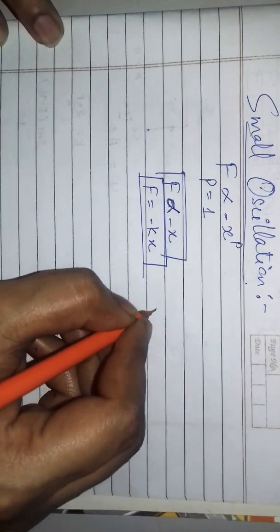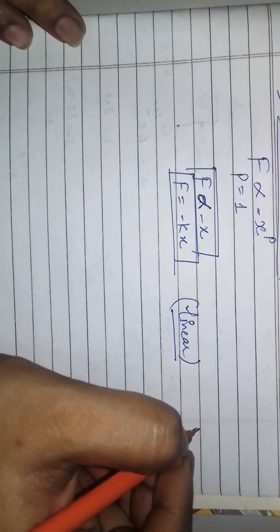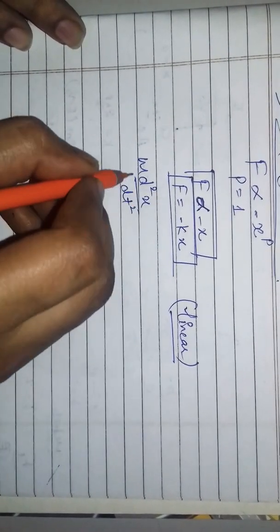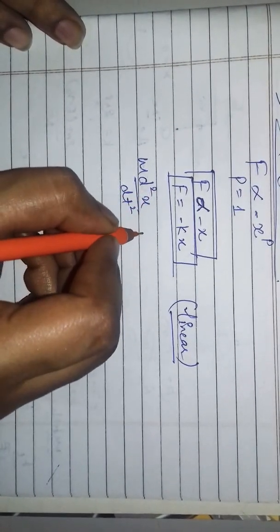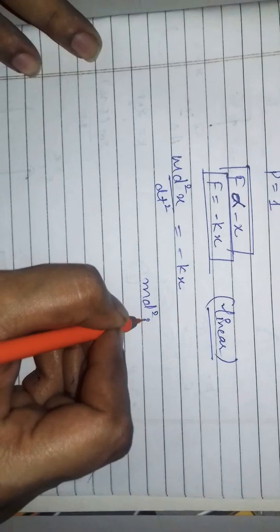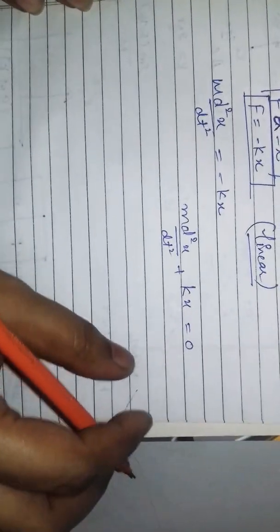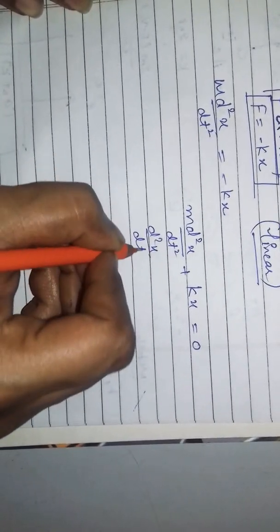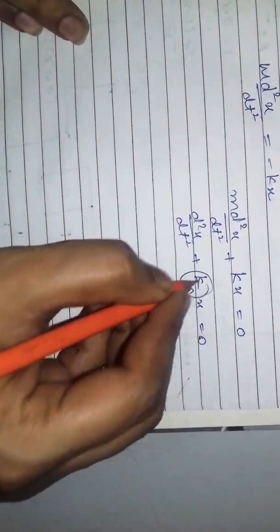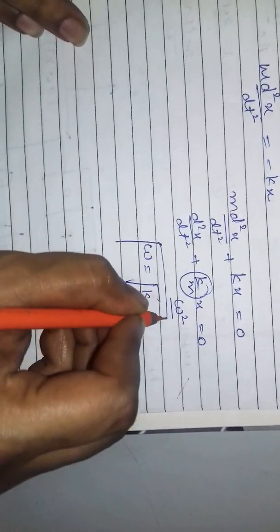So for small oscillations, your force is linear, and you can write F is equal to ma, m d square x by dt square is equal to minus of kx. This will become m d square x upon dt square plus kx is equal to 0. So d square x upon dt square plus k by m x, and this is your omega square, means omega is under root k by m.